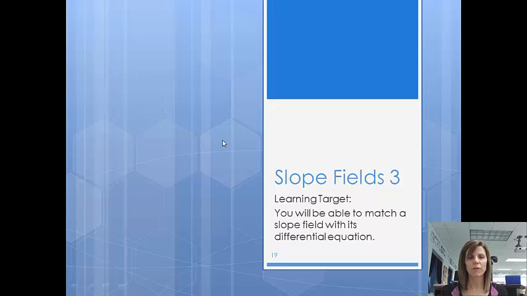All right, so far with slope fields, you have drawn slope fields that go with the differential equation. You've matched the slope field with its solution. This time we're going to actually match a given slope field with the differential equation. So at the end of this lesson, you will be able to match a slope field with its differential equation.